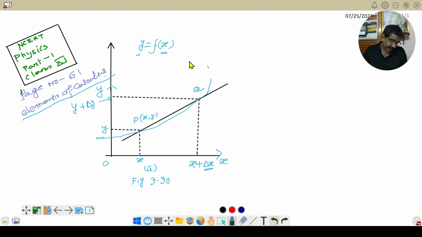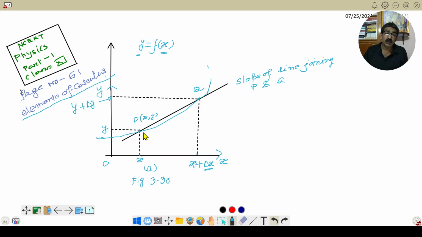Now, the slope of the line joining P and Q. This is the line. We have joined these two points, P and Q. Now we have to determine the slope of the line joining point P and Q.